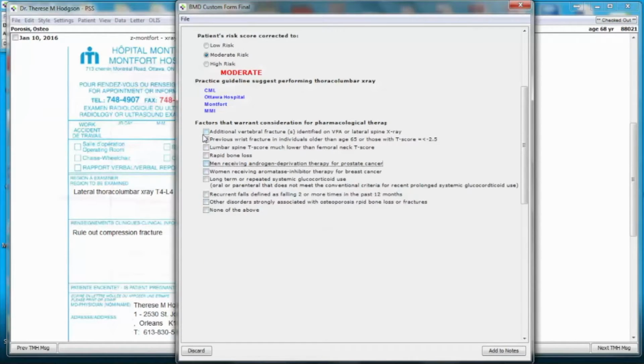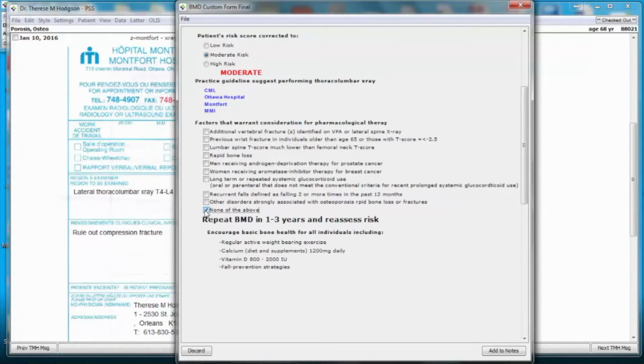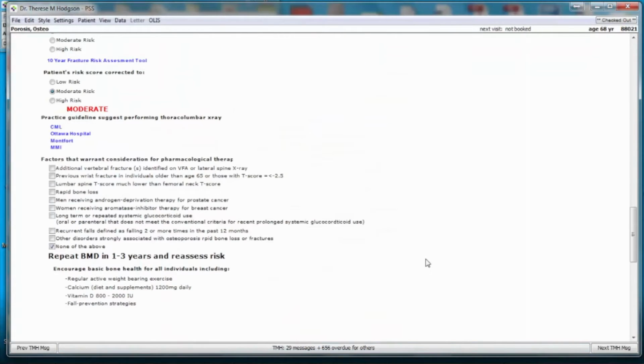Let's remove this. And let's say that our patient did not have additional risk factors, then the recommendation is to repeat in 1 to 3 years, along with encouraging healthy bone health, such as regular exercise, calcium, vitamin D, and fall prevention strategies. And now we can add to the note.